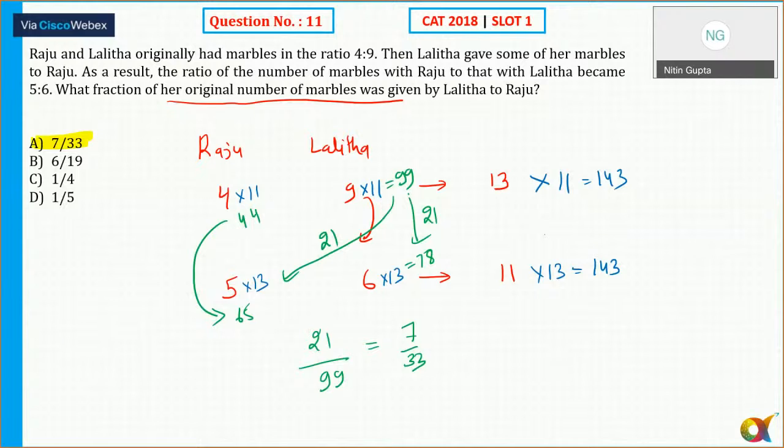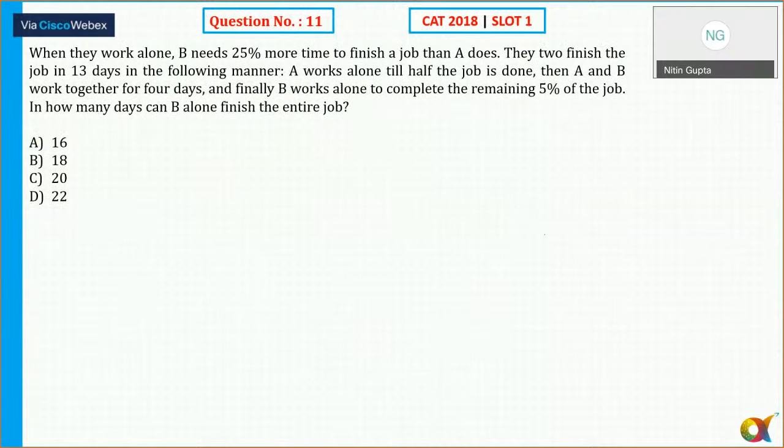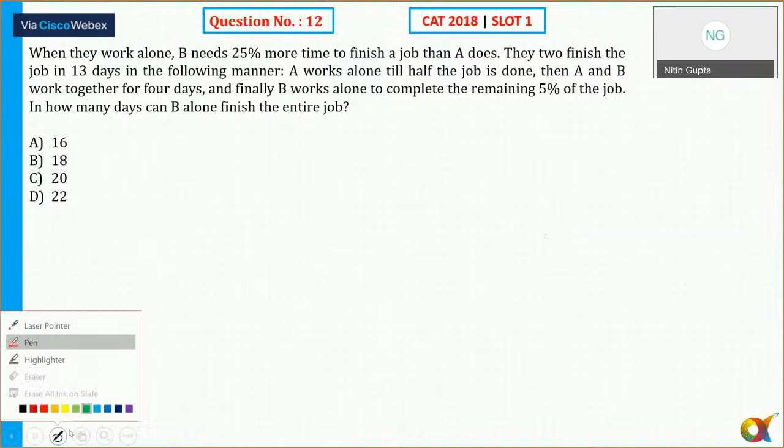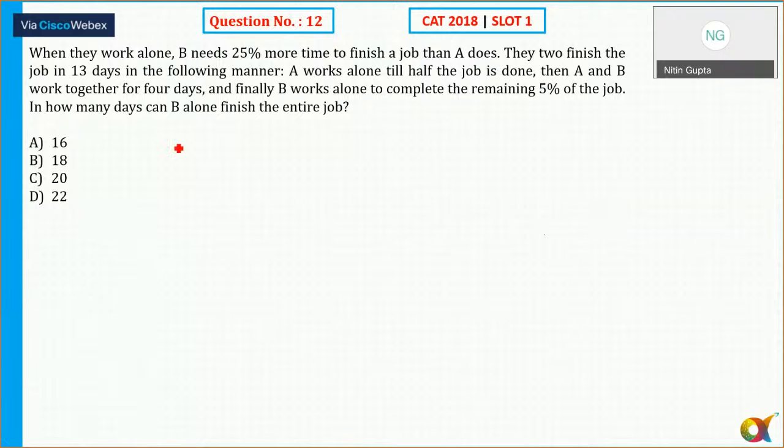Let's move to question number 12 then. A lot of questions from arithmetic were there. Now, question number 12. It says when they work alone, B needs 25% more time to finish a job than A does. Okay, A and B. Time.